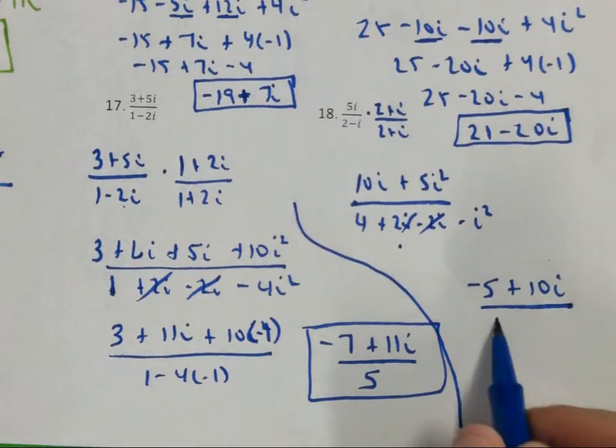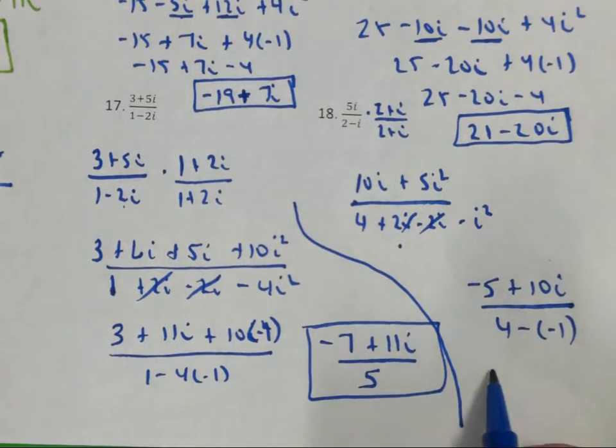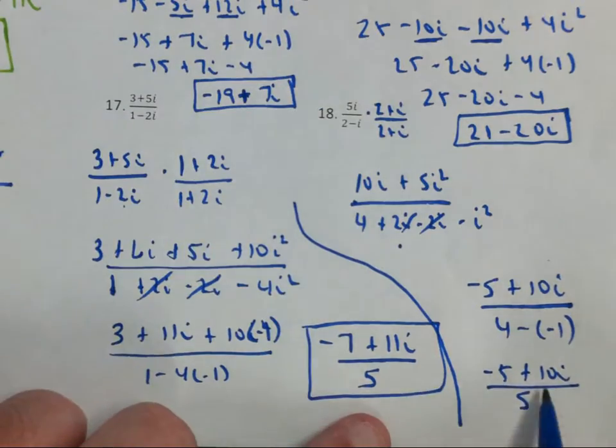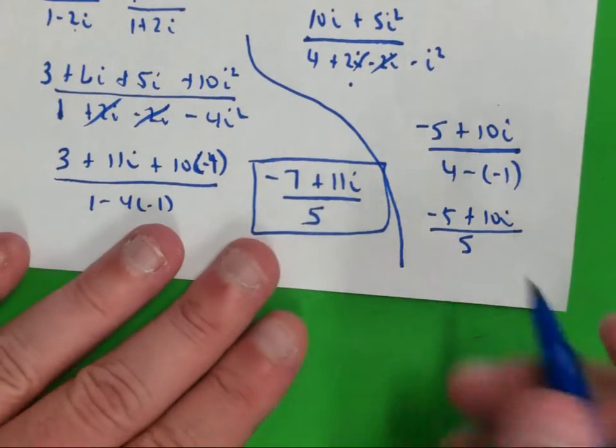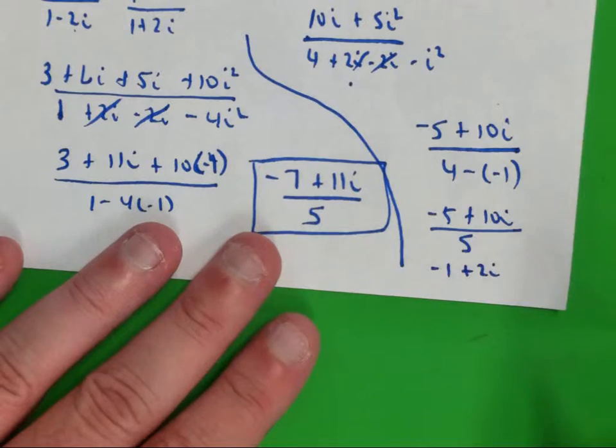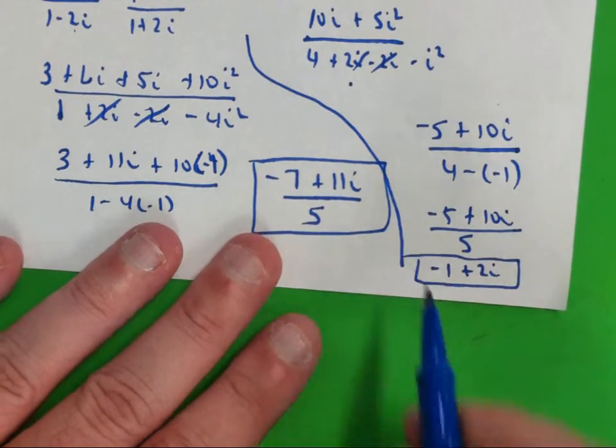4 minus a negative 1. What can I take out of all three of those? A 5. I divide each by 5. My final answer will be negative 1 plus 2i over 1, which I can leave as negative 1 plus 2i. You don't have to put it over 1.